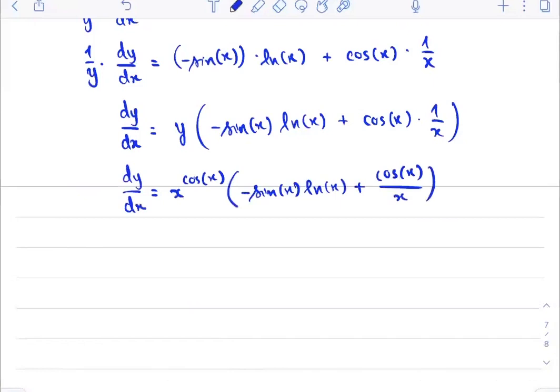So this is it for lecture 15. In lecture 15, we looked at differentiation of exponential functions and logarithmic functions. And we learned a new technique called logarithmic differentiation. I hope this helped. Please let me know if you have any questions.